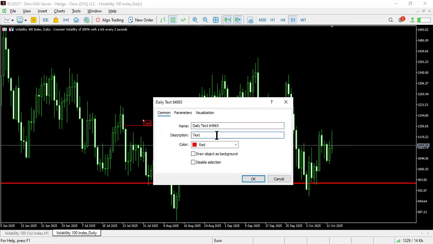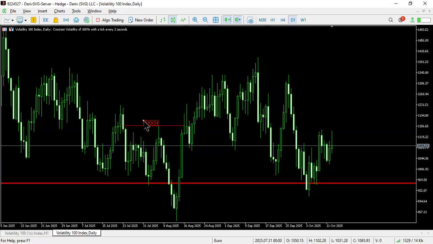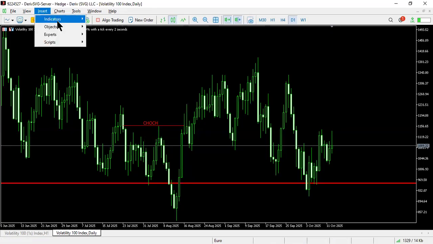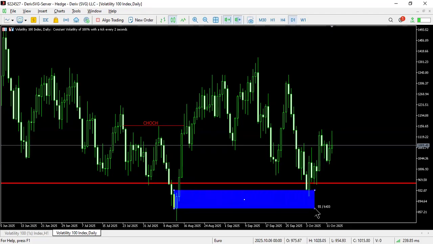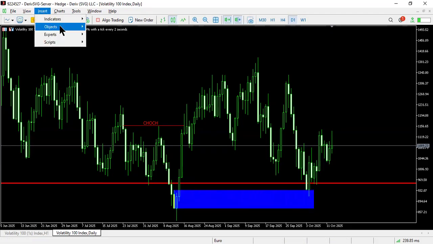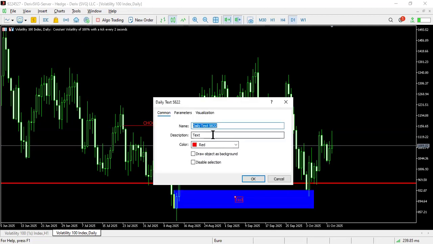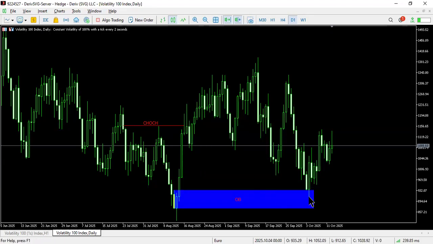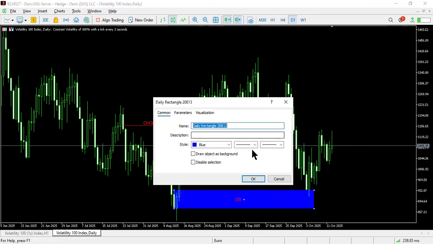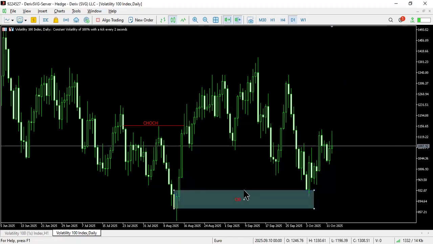So that is a change of character, and that is the order block which caused that change of character. So we have pretty much reversed. Now we are pushing to the upside. You can clearly see price is reversed, where now the momentum is shifted from selling to buying.